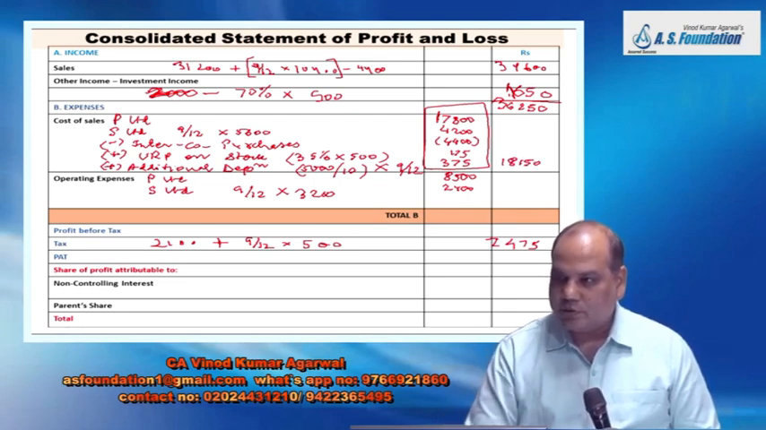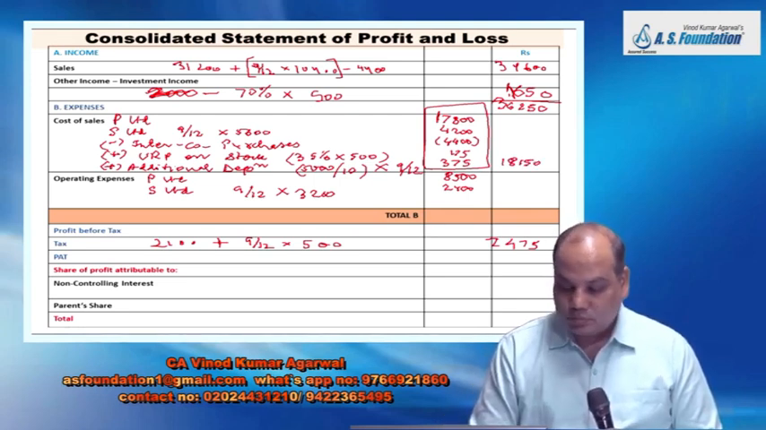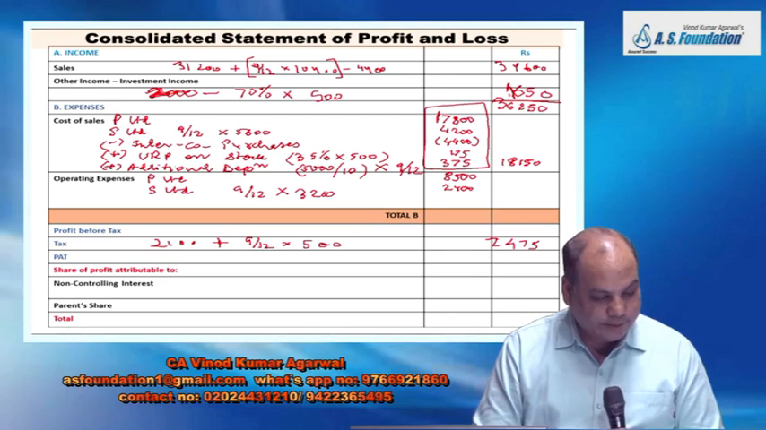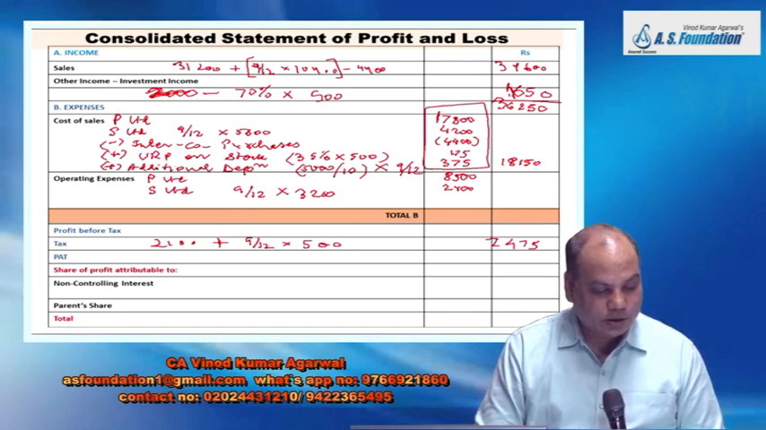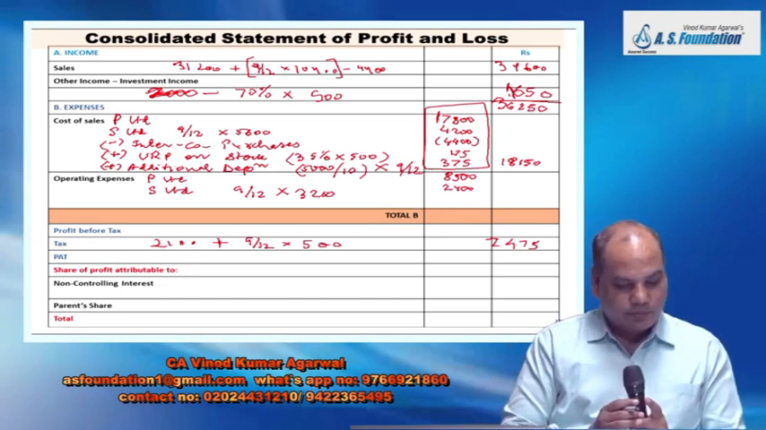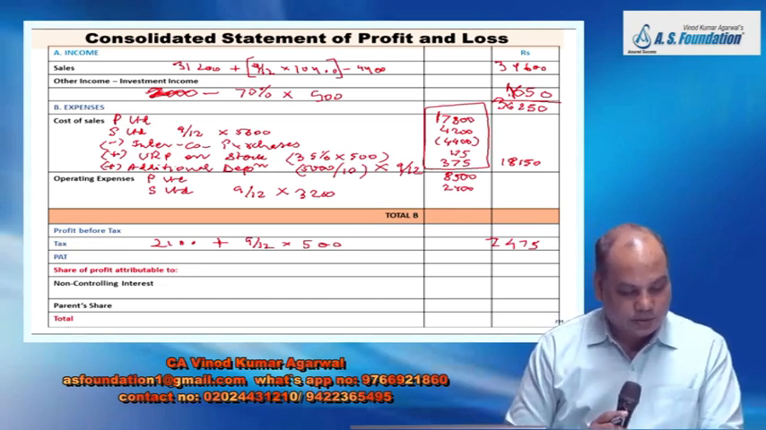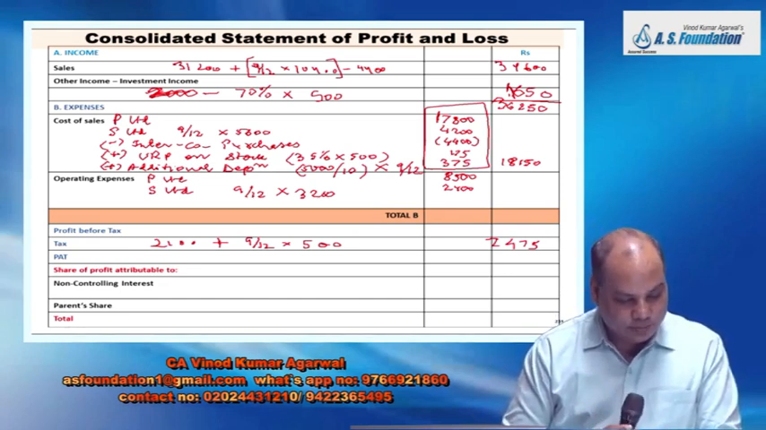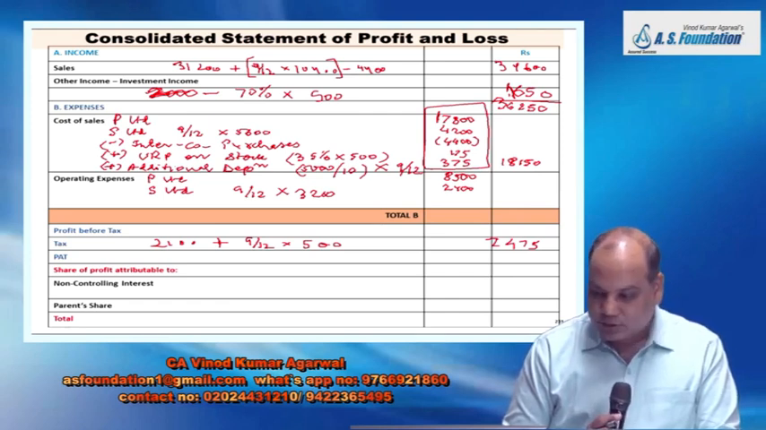Is it 18,150? Wait, there is one adjustment pending. Point 2: during the post-acquisition period, S Limited sold goods to P Limited for rupees 4,400. That we have done. Of this amount, 500 was included in the inventory of P at the year end. That also we have done. S Limited earned 35% margin on its sales.